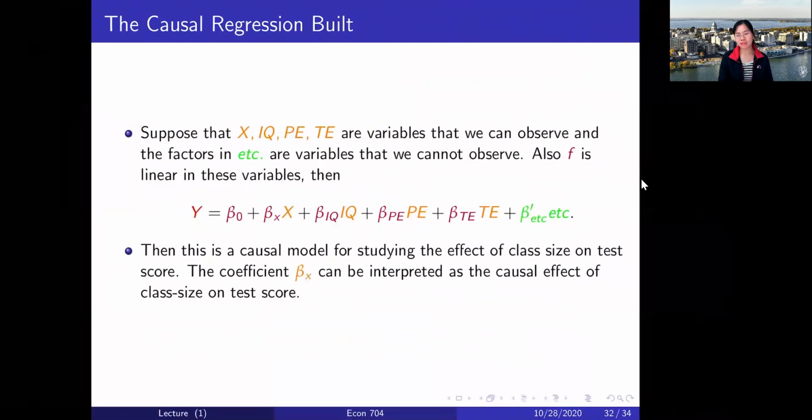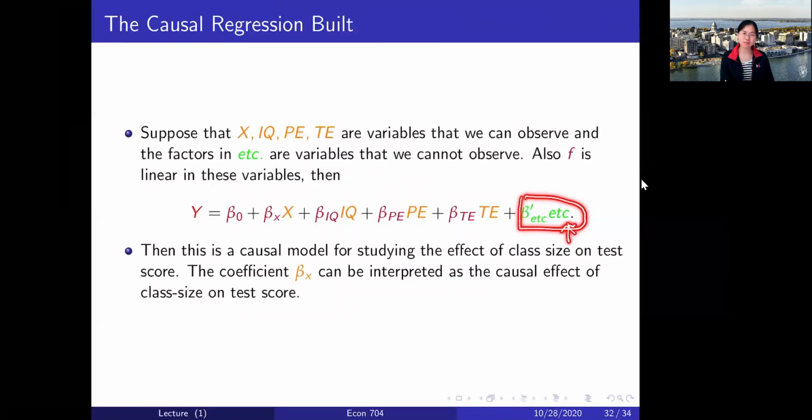And now you make it even simpler. Let's say Y is related to all these observables in a linear way. So assume that F is linear in these observables, and also that it's separable between the observable and the unobservable. So then Y can be written as a linear function of the observables, which include class size, IQ, parental education, and teacher experience, plus a part that comes from the unobservables.